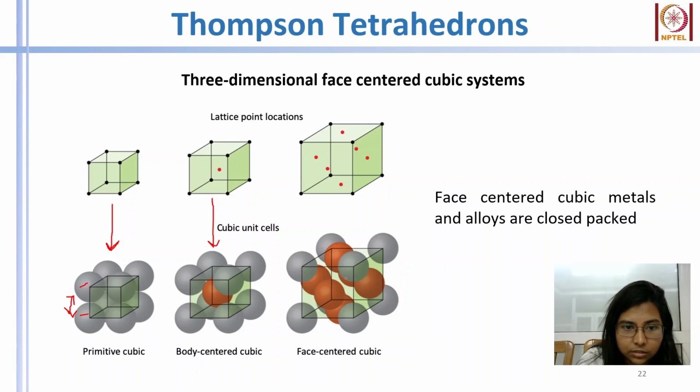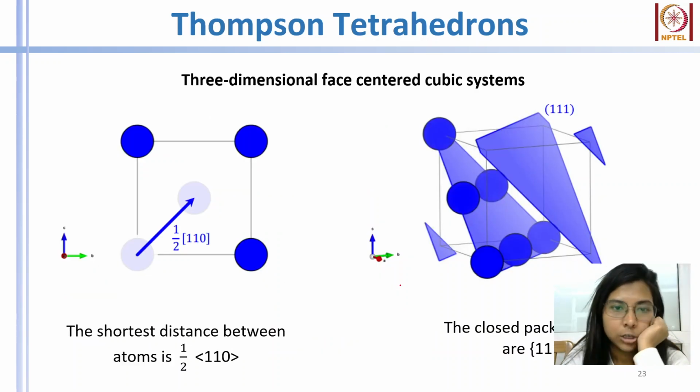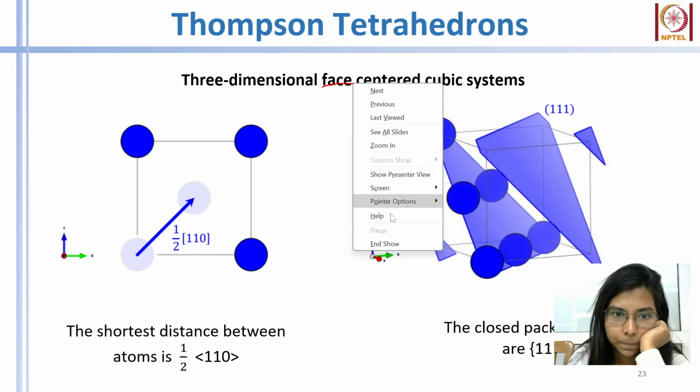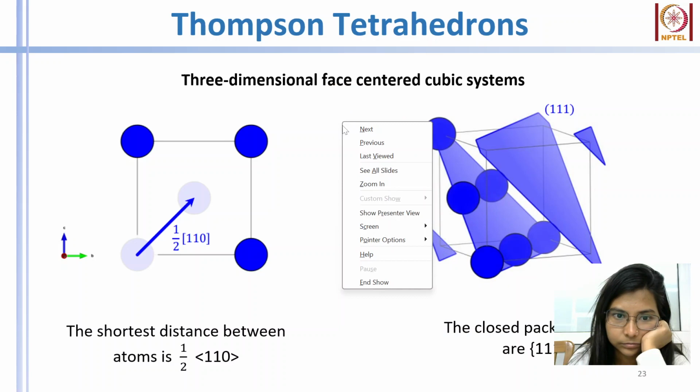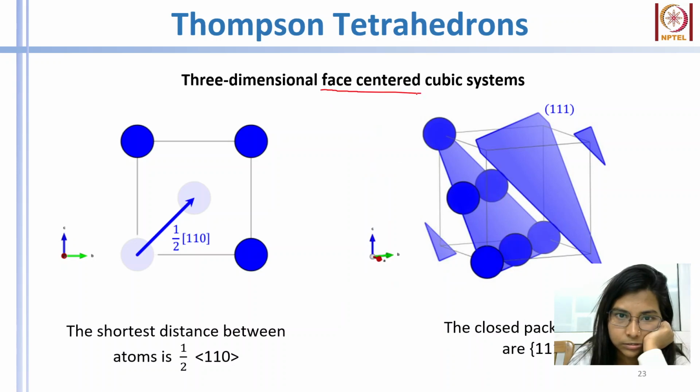Now when we go to FCC, the face centered cubic, we learned what the close pack direction is. We saw that this is the close pack direction, right? However, this direction is not the close pack direction. So we will learn about Thomson's tetrahedra. We know that in the face-centered cubic system the closest packed planes are the 1, 1, 1, and the shortest distance between the atoms is half of 1, 1, 0, which is the Burgers vector actually.